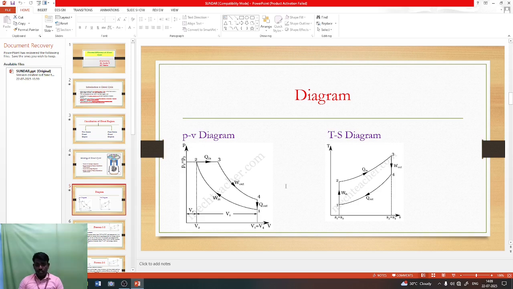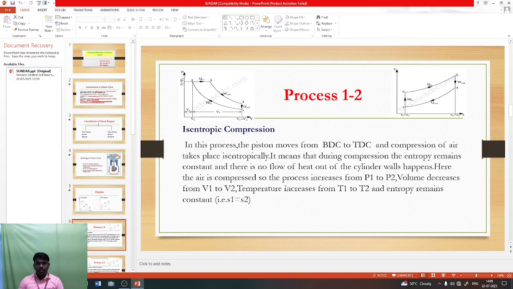So now we are going to see all the processes one by one. Process 1 to 2. Here we can see isentropic compression. During this process, what will happen? Which parameters are increasing and which are decreasing? We can see from this PV and TS diagram. So here, the isentropic compression.